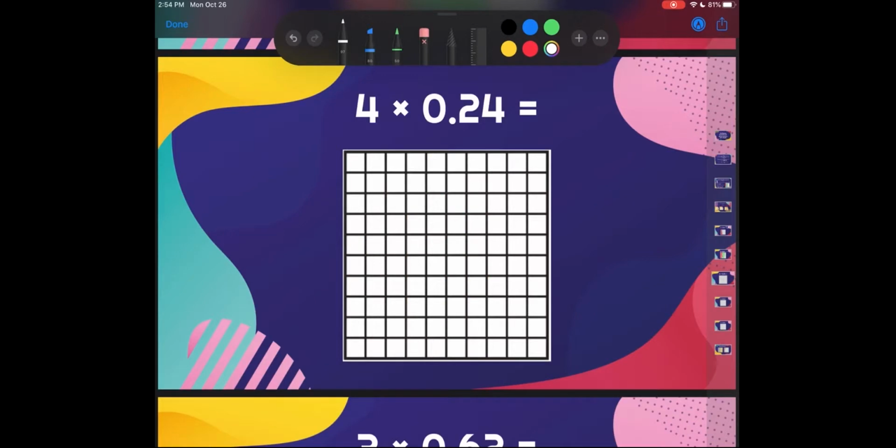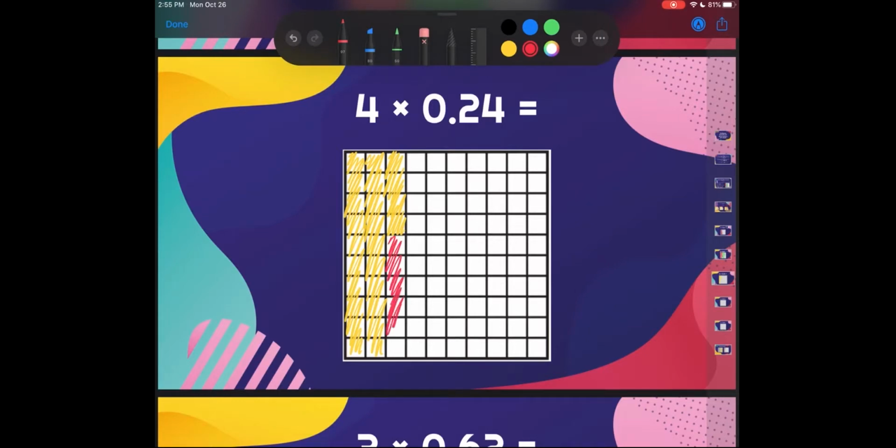Let's look at the next one. We've got 4 times 24 hundredths. So I'm going to have 4 groups of 24 hundredths. So let's start with our first group. So I'm going to color in 24 hundredths 4 times. So I've got 10 is my first row, 20, 21, 22, 23, 24. So that's my first group.